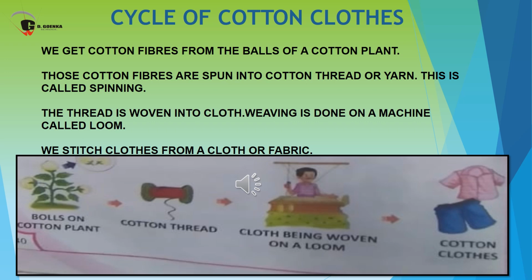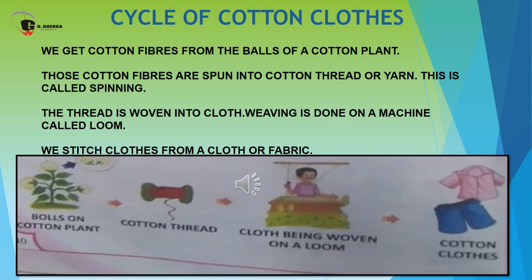First of all, we will learn about the cotton clothes, how cotton clothes are made. So dear children, we get cotton fibers from the balls of a cotton plant. Look here, it is a cotton plant and the balls of the cotton plant. Those cotton fibers are spun into cotton thread or yarn. This is called spinning. Okay, this is a cotton thread.